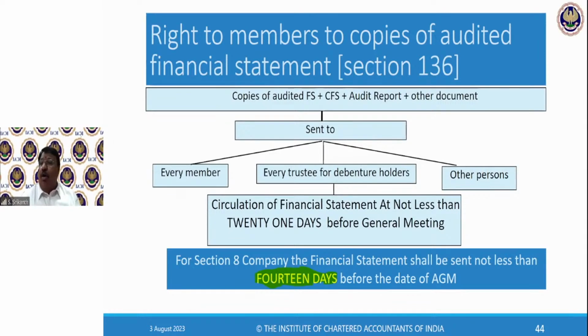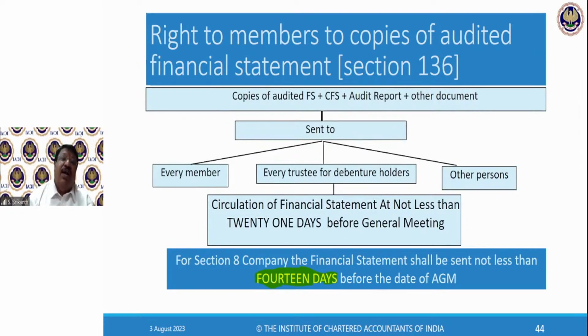Members are entitled to copies of audited financial statements. Copies of audited financial statements, consolidated financial statement, audit report, other documents, everything should be sent to every member, every trustee for debenture holders, other persons like banks, etc., to whom there is a contractual obligation. See, when the bank lends money to you, they will put a condition that every year audited financial statements should be sent to us. You have to give.